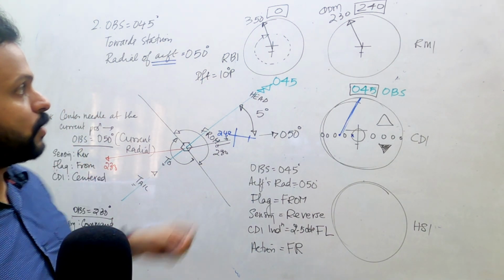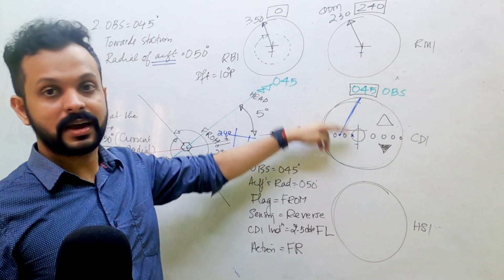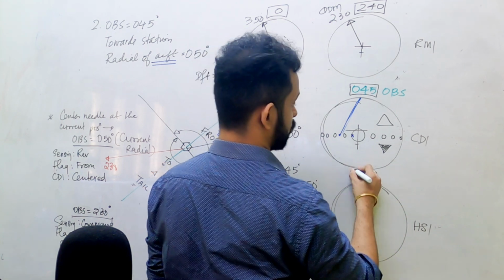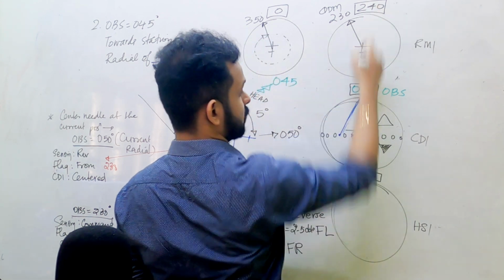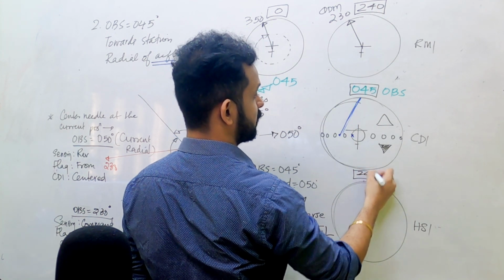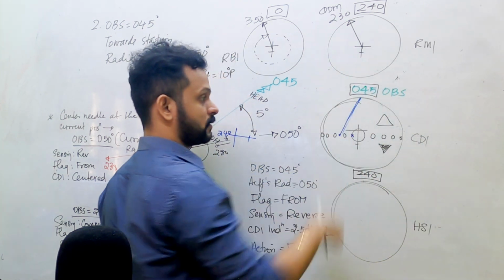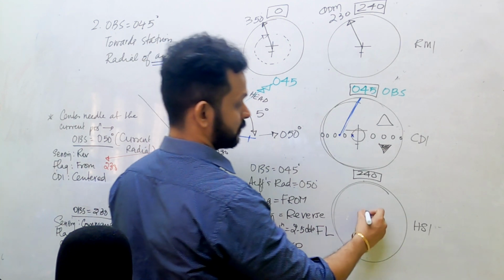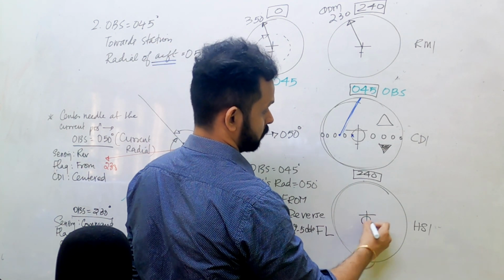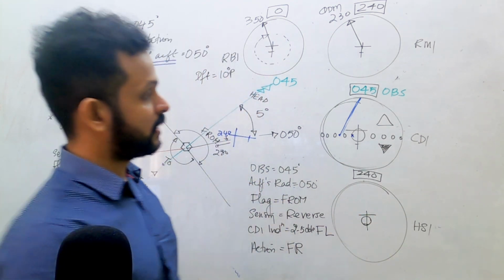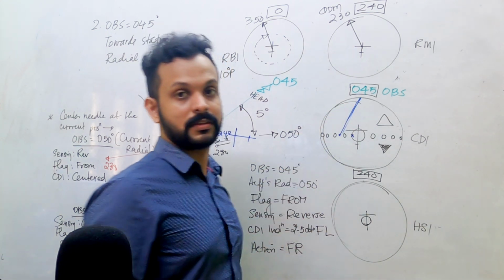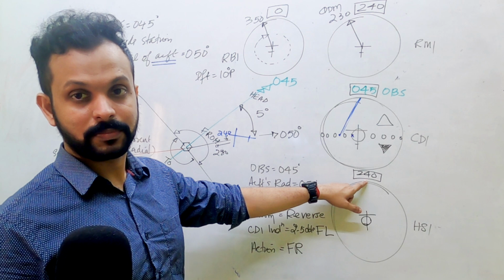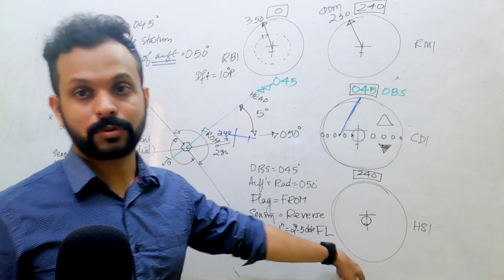Alright, now if we combine this RMI with the CDI, that's when we get this third one here, which is the HSI. And what is the head of the HSI? It is the heading. The heading is the only parameter that is missing on this CDI, so we introduce the heading there. Now the center of the dial is again the aircraft, the circle.